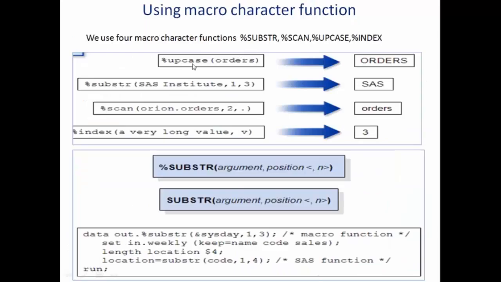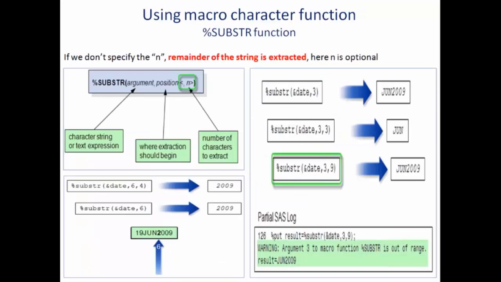Here the same upcase, substring, scan, and index are given. For substring, we need to know the argument, the position from where we want to start, and the length of the string. This is how we used to do it in base SAS, without the percent sign. Otherwise all the arguments which we supply are the same. Clear? Okay. Here some more examples of substring are given.